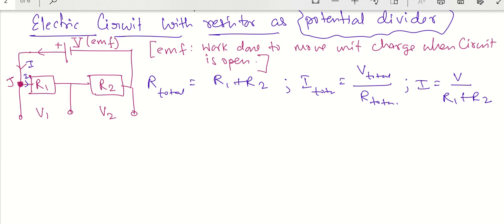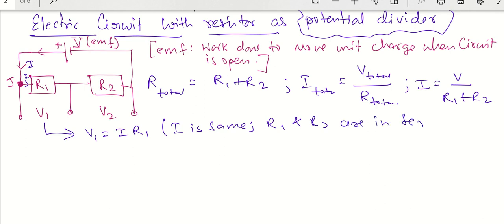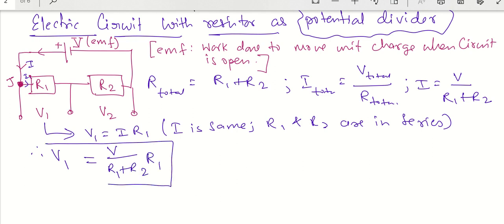I am going to find V1 now. V1 will be equal to I R1. Why? Because I is the same. And why is I the same? Because R1 and R2 are in series connection. Therefore my V1 will be equal to I, which is V by R1 plus R2, into R1. So look at this equation now. This equation is going to play a very crucial role.